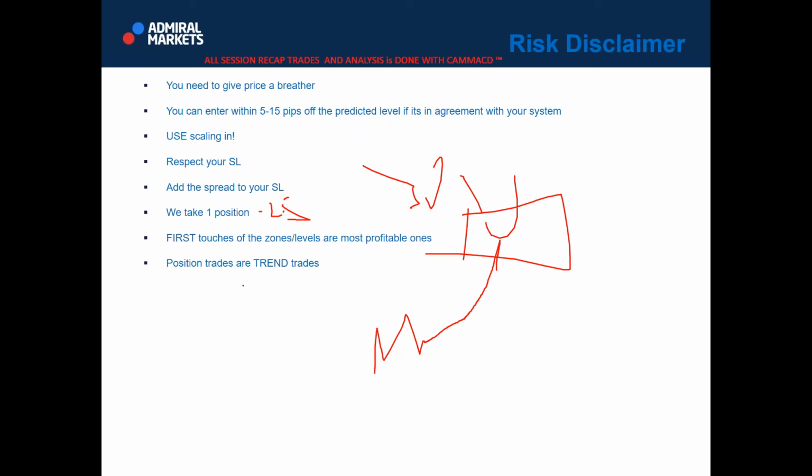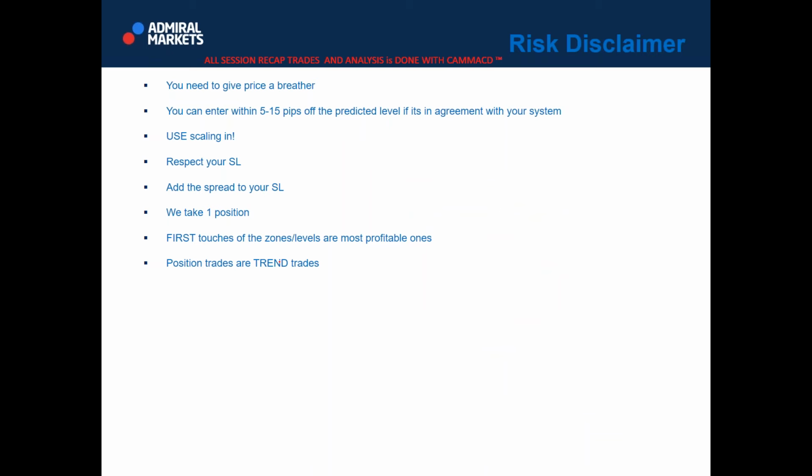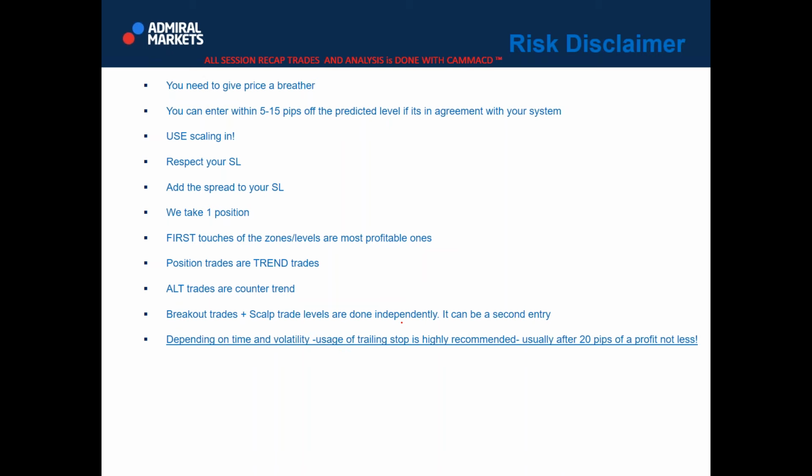Positional trades are trend trades. So if you see on the slide that I say position trade, it's a trend trade. Alternative trades are counter-trend trades also. Breakout trades and scalp trade levels are done independently. They are usually a second entry. Depending on time and volatility, usage of a trailing stop is highly recommended. I don't recommend taking any less than 20 pips of profit.